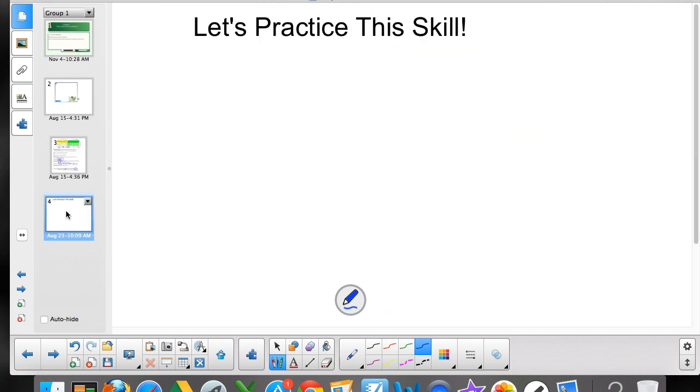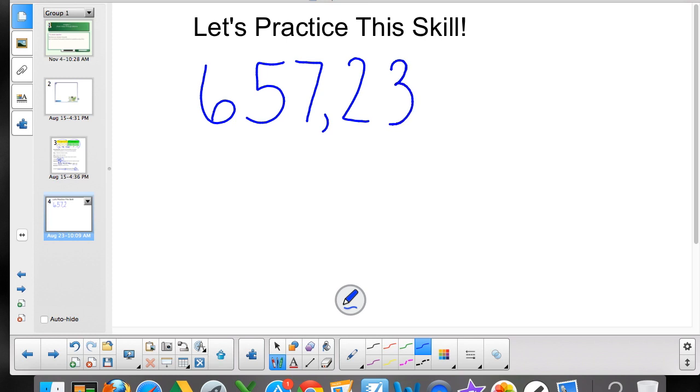Okay, so in this first example, we're going to name the place of the underlined digit. The underlined digit I'm going to give you is the 6. We need to name the place of the underlined digit. When we're talking about the place of this digit, we're talking about where it is located. We're not talking about its value. So we want to say, where is this 6 located? What place is it in?